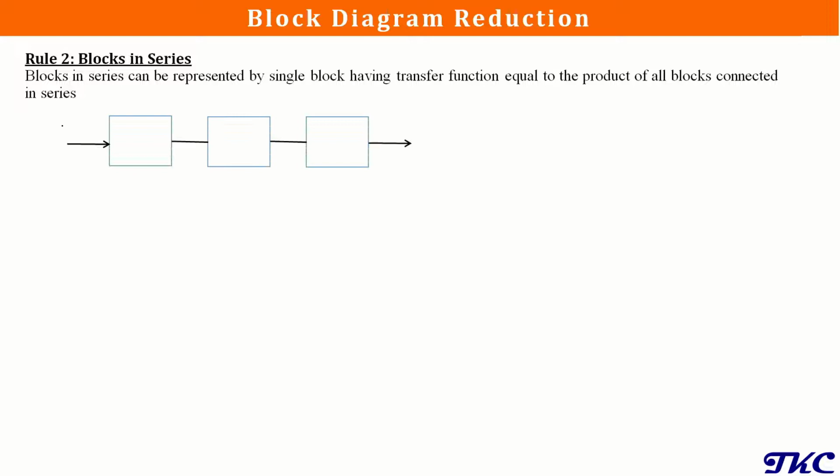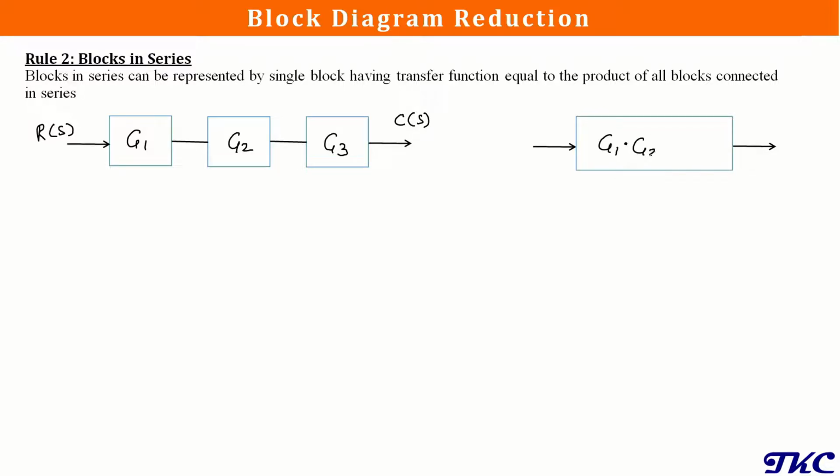Now let's understand this. Suppose we have three blocks connected in series. Say block number 1 is G1, block number 2 is G2, block number 3 is G3, and we have an input signal, say R of S, and output C of S. Now these blocks in series can be replaced by a single block with a transfer function equivalent to the multiplication of all these three blocks. So the transfer function of this equivalent block will be G1 into G2 into G3, and it will have the same input and the same output.